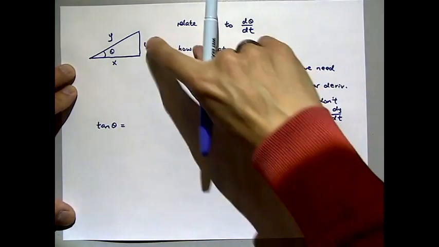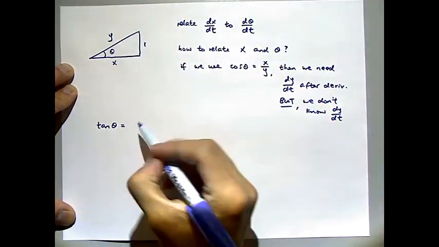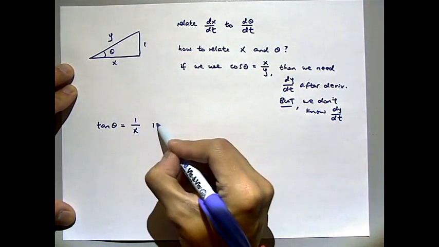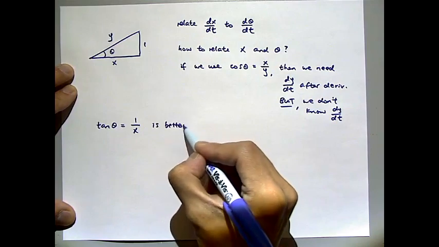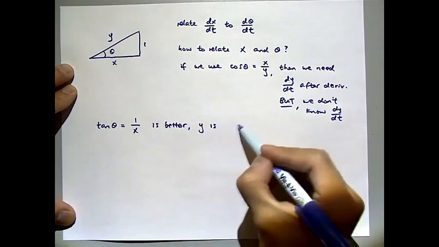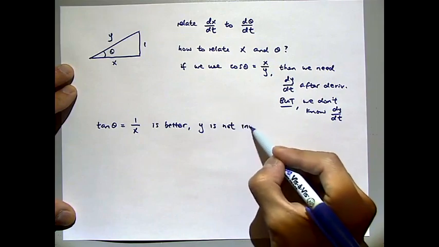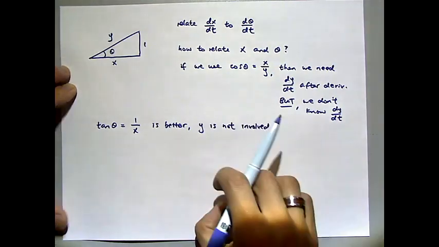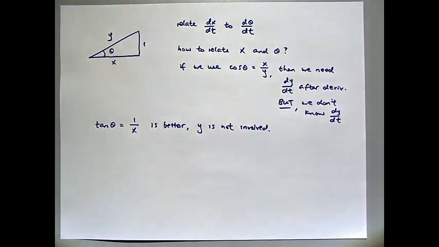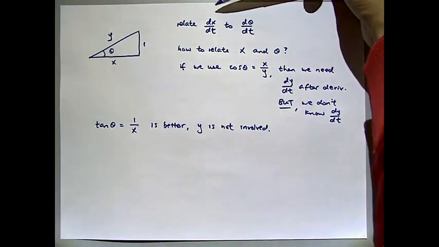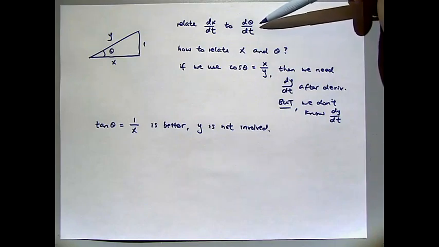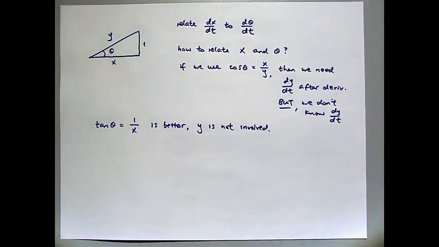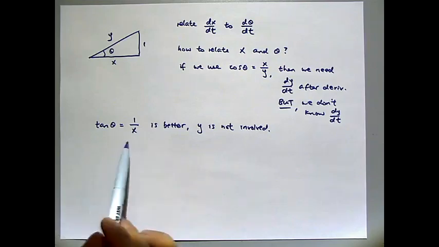Tangent is the opposite over adjacent, right? Of course, cotangent is also fine, as long as we only relate what we directly know to what we want, without getting an intermediate variable involved. Once you got here, what follows is actually relatively easy.